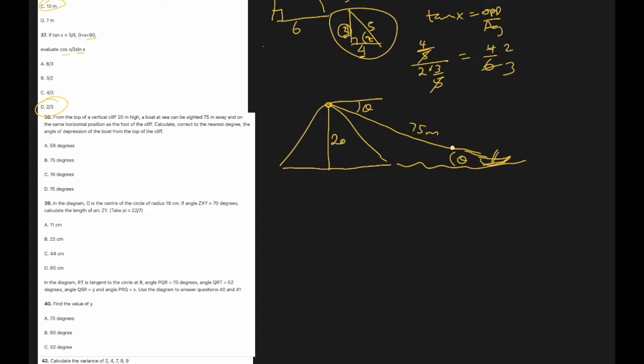So we want to find theta, we know the hypotenuse, we know the opposite, so sine theta equals opposite over hypotenuse. So theta will be sine inverse of 20 over 75. Let me use my calculator to find that.